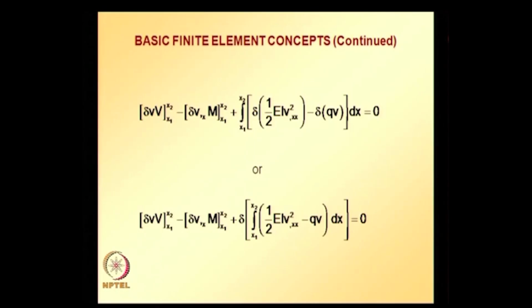If essential boundary conditions are specified, please note that for a beam problem, displacement and rotations both are essential boundary conditions. So wherever displacement and rotations are specified, at those locations the variation of those quantities, that is the variation of the transverse displacement and the variation of rotation, should be equal to 0. That is what we learnt earlier. So with that reasoning, the first two terms get cancelled if essential boundary conditions are specified.